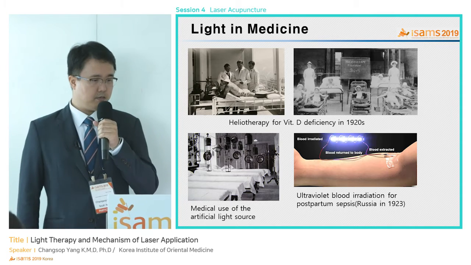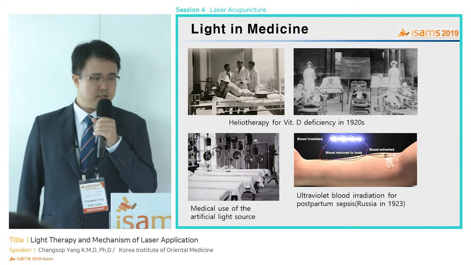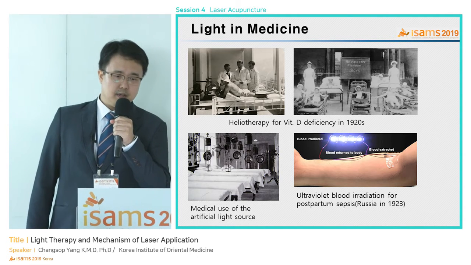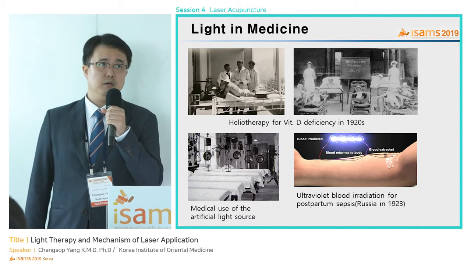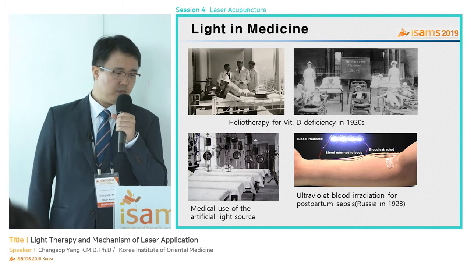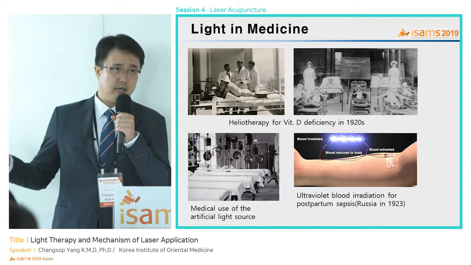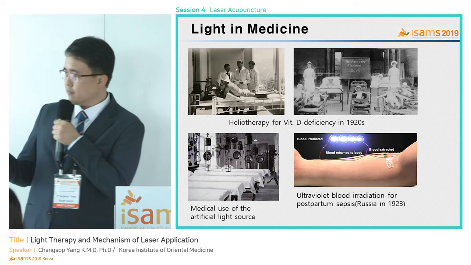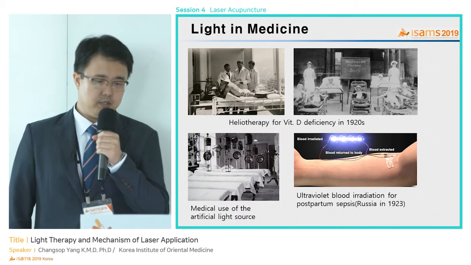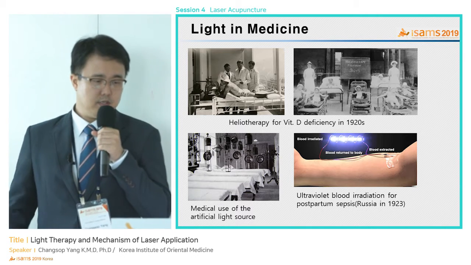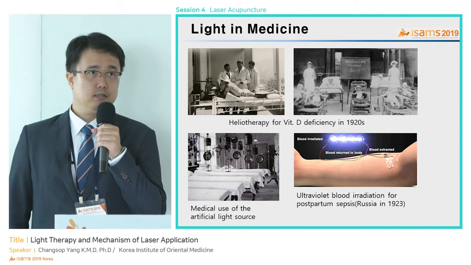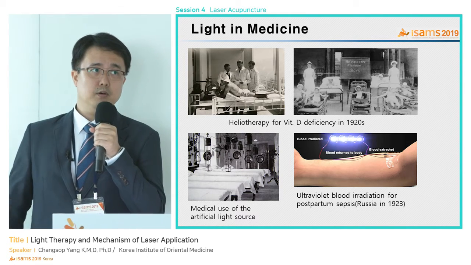In Western medical history, in the 1920s, doctors used sun baths to treat vitamin D deficiency, rickets. It is called heliotherapy. At that time, they could only use natural light sources to treat diseases. With technological improvement, we can use artificial light sources like light bulbs or ultraviolet light. That light is from an ultraviolet emitting lamp. And in 1923, Russian doctors used ultraviolet light to irradiate blood to get the effect of antibiotics, because at that time we had no antibiotics at all.